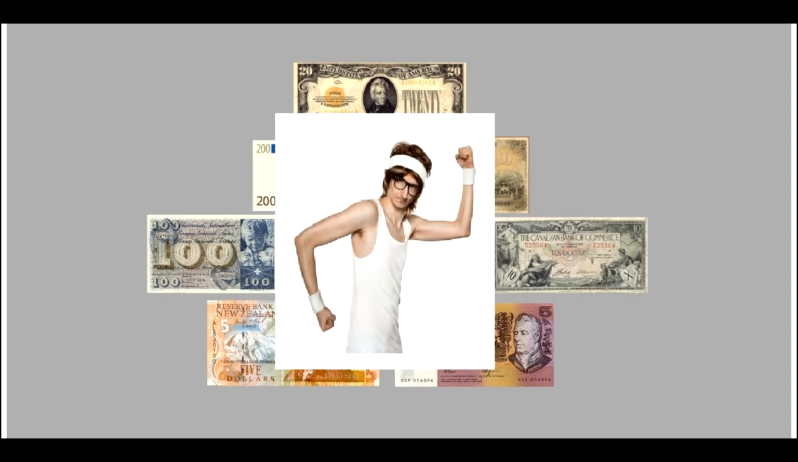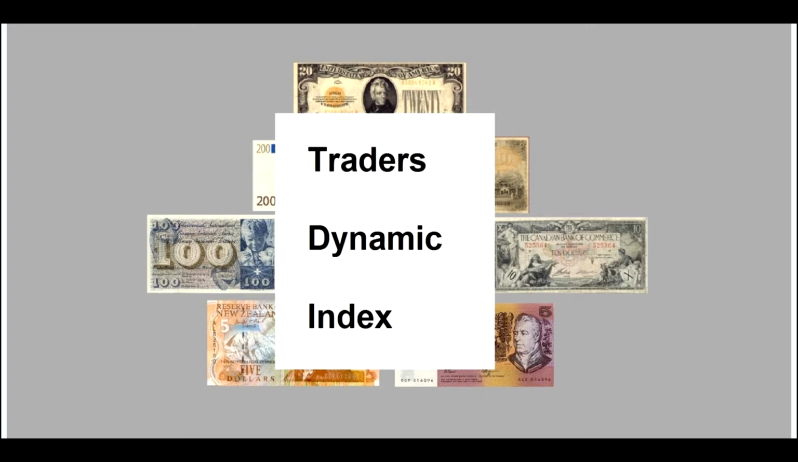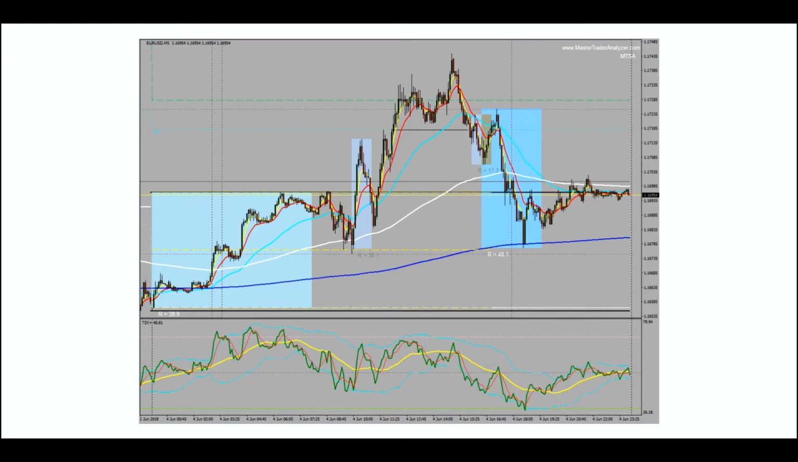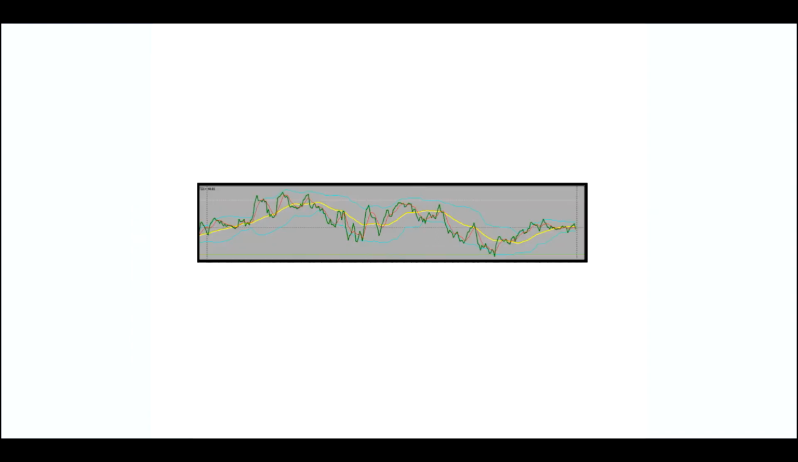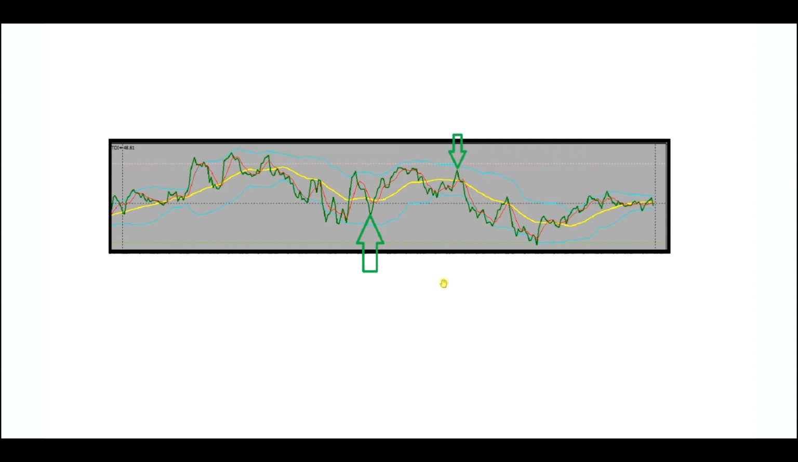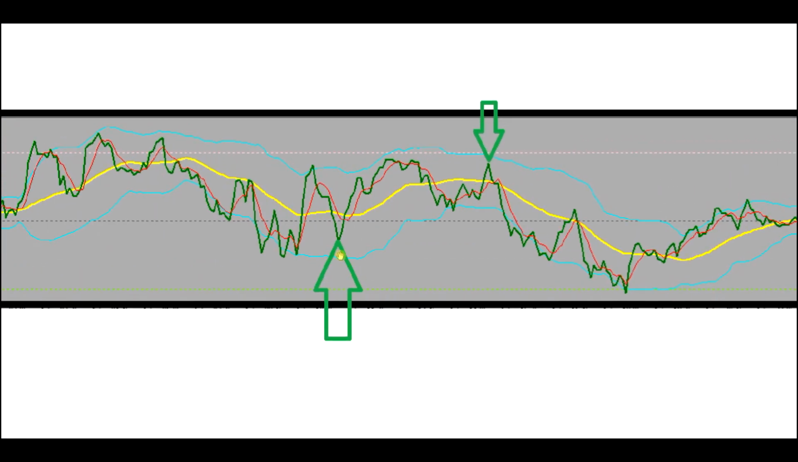And the way we're going to do it is by looking at an indicator. The indicator is called the Traders Dynamic Index, TDI for short. And it's in this part of the chart right down in here. So let's separate it from the chart for the moment, and here it is. We're going to start off by looking at the green line on this chart. It's right here.